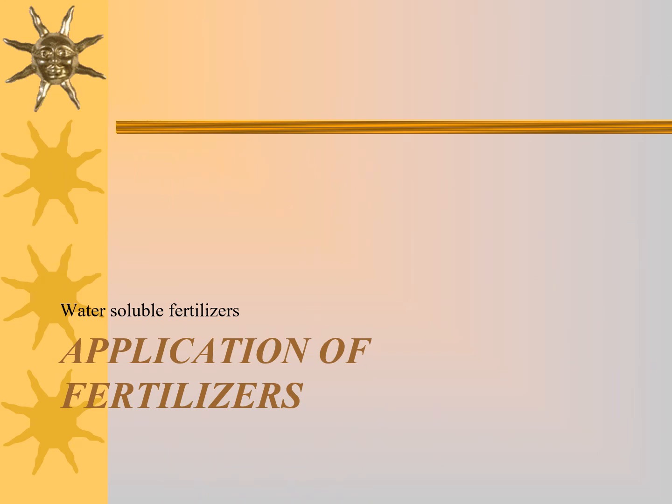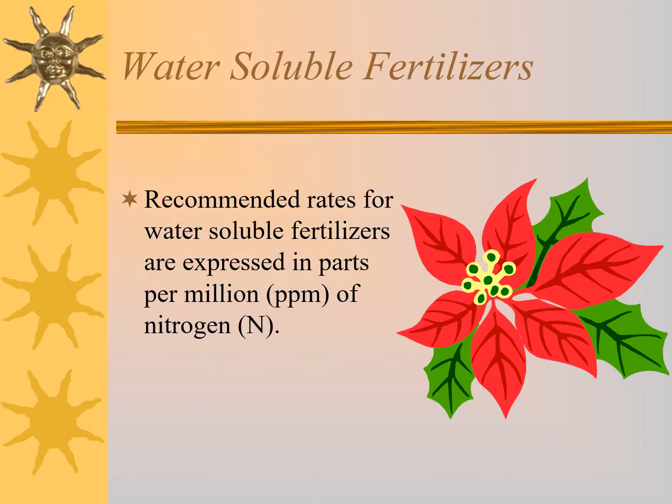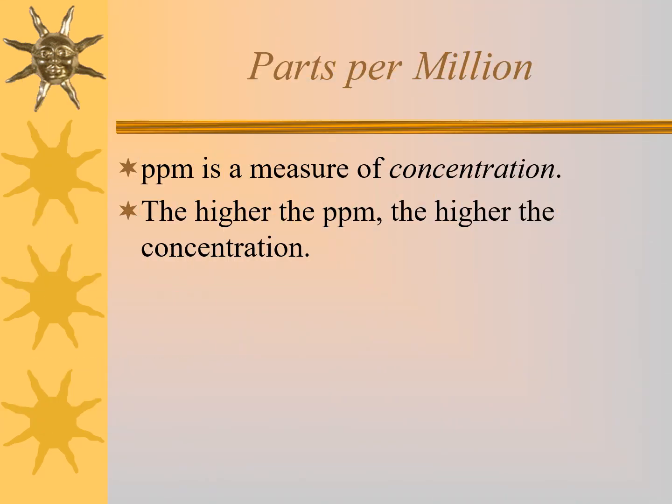Let's take a look at the application of water-soluble fertilizers. Recommended rates for water-soluble fertilizers are expressed in parts per million of nitrogen typically. Parts per million is a measure of concentration. The higher the parts per million, the higher the concentration.